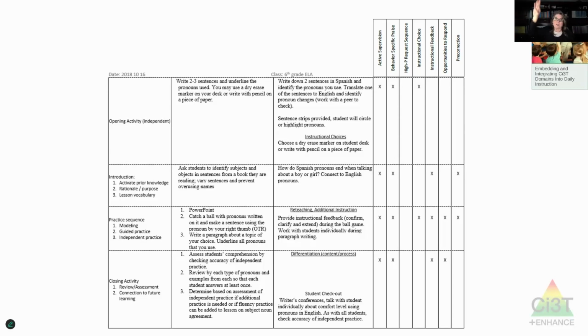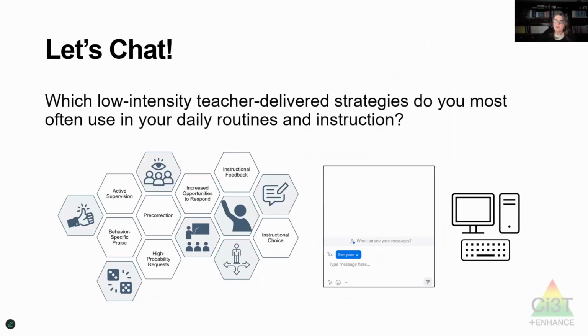Those X's represent a teacher's plan to when they're going to use different strategies, like when am I going to build in choice? When am I going to highlight the use of behavior-specific praise? If you feel like playing the school game, pop open your chat and think about those strategies that we just heard about. Will you pop into the chat which of those strategies you're already using in your repertoire of instruction? Which ones do you use most? Is it actively supervising? Is it behavior-specific praise? Is it building in choice? I'm going to give you about 15 seconds to think about that and pop it in the chat.